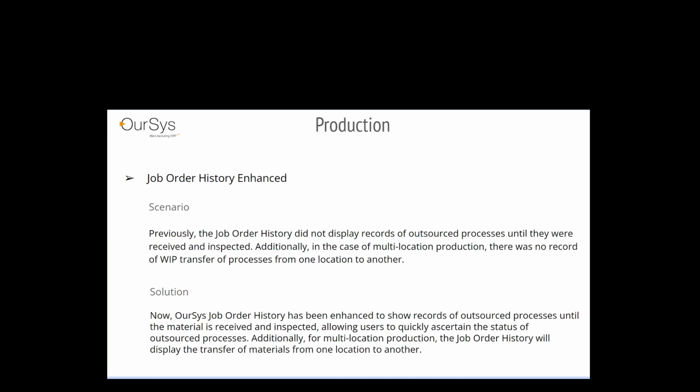So this will help the production user see the status of the outsourced process through the history only. Additionally, in the case of multiple locations where material is transferred from one location to another, it will show in the job card history itself.